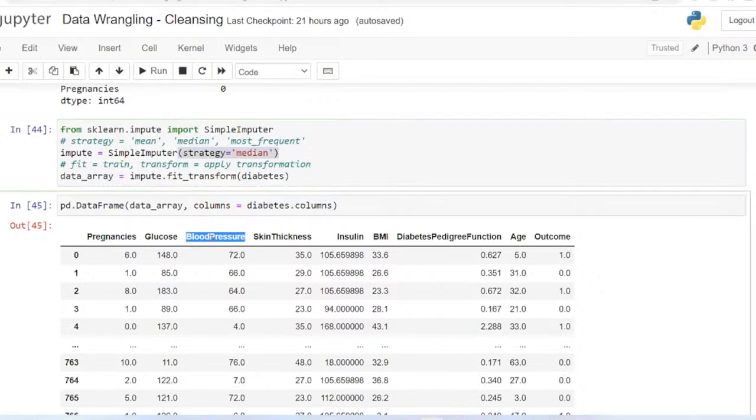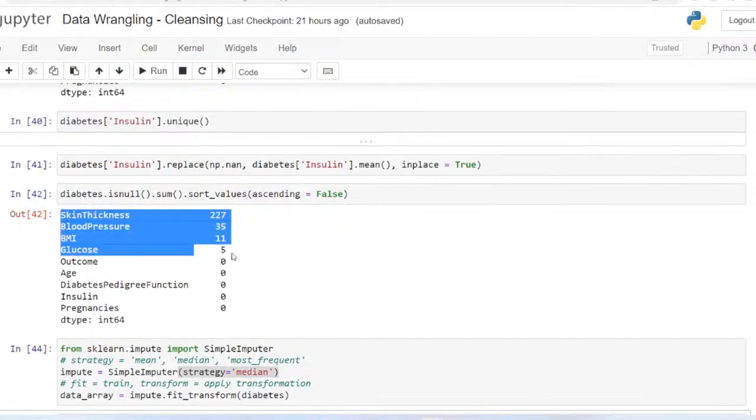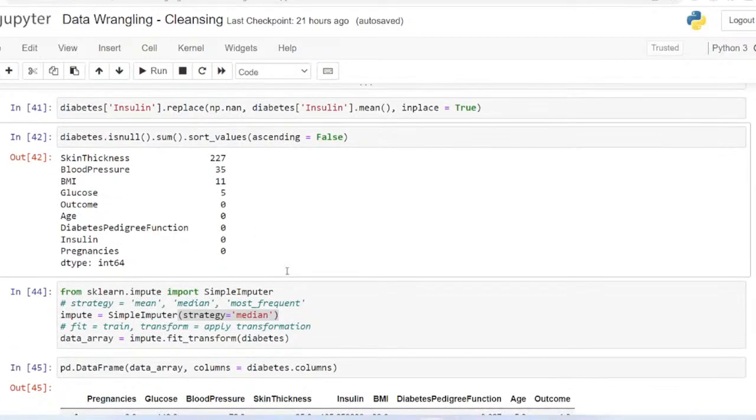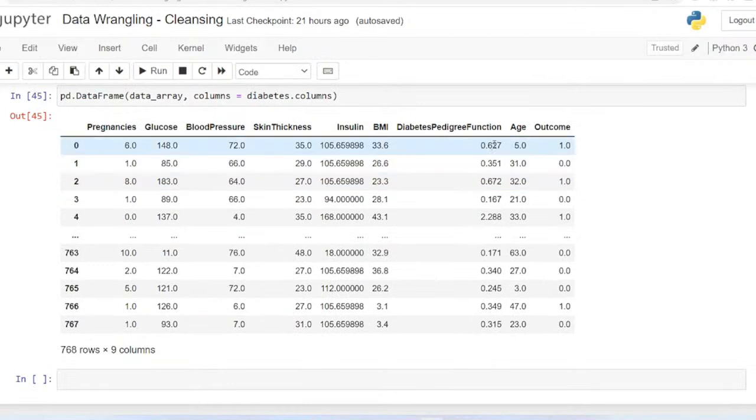So what this simple imputation does is check which columns have missing values. It will pick those columns and replace the missing values, and the strategy will be median, mean, or mode. That depends. That's how things work here.